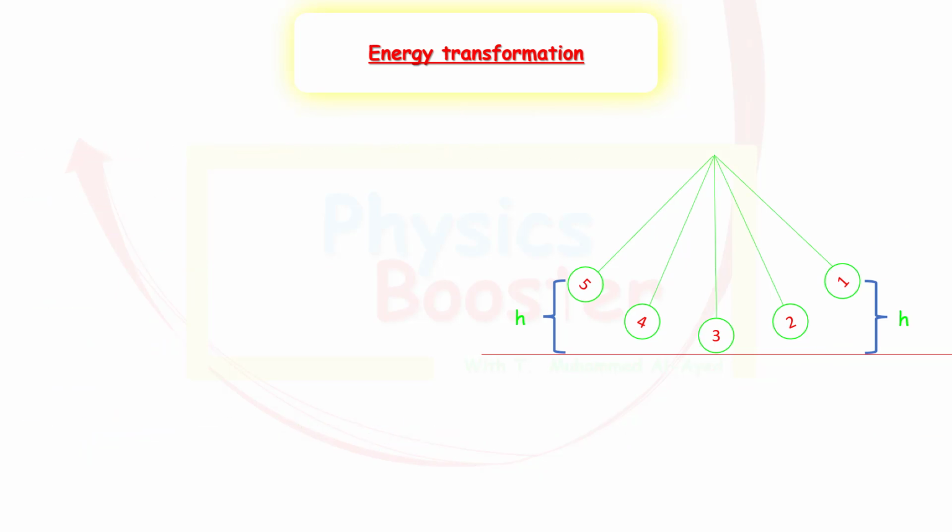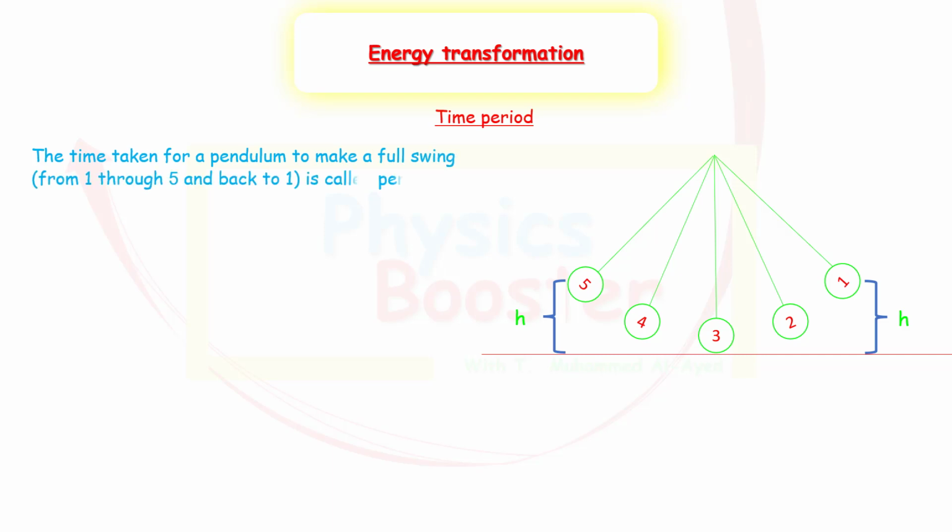Now, since we already opened the topic of pendulums, let's might as well mention something called the time period. The time period is the time taken for the pendulum to make a full swing. In other words, starting from point 1, reaching to point 5, then it went back to point 1. This is one full swing. How much time did it take to do one full swing? Well, this is called the time period.